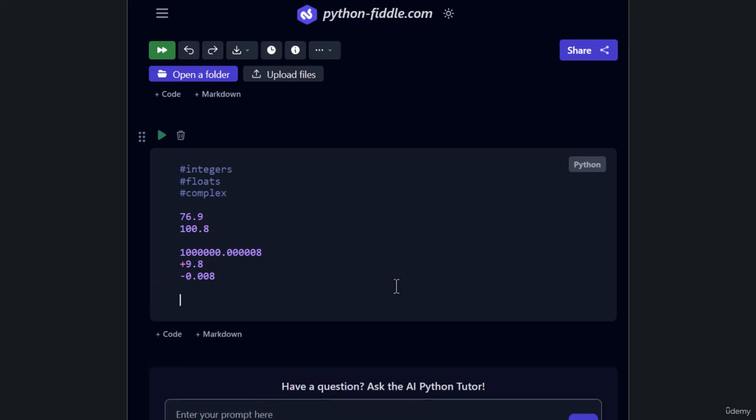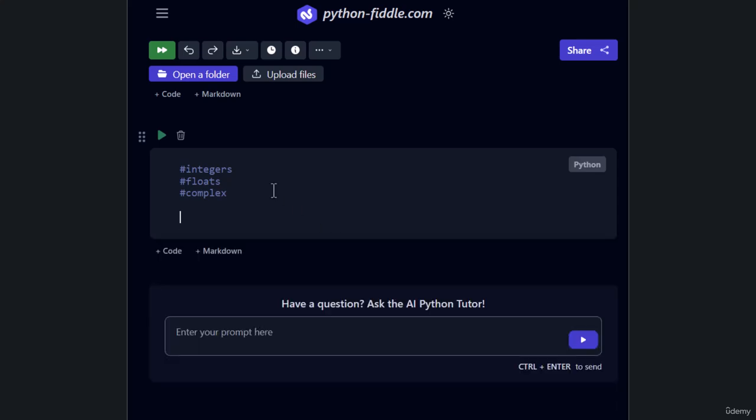If you want to store the price of an item from the supermarket in your program, then I think float would be a very ideal data type to do so. We can write price is equal to 3.50. Now let's discuss complex numbers.